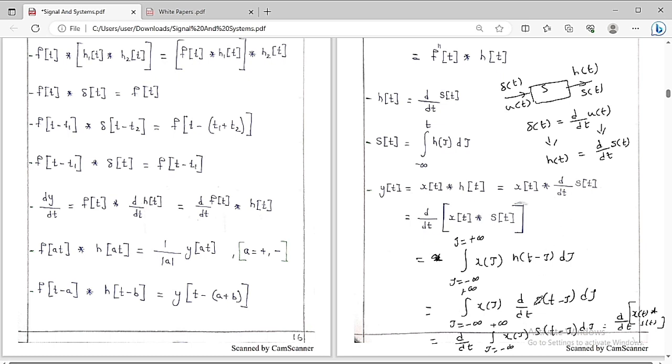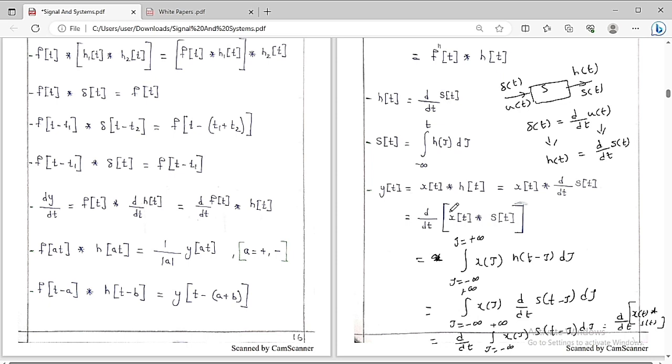Here, if you expand, we are dealing with respect to t. So only one function is a function of t, and the other is a function of tau. So it will become constant because I am differentiating with respect to t. Constant means it can go inside and come outside. So this will become x of t convolution of s of t. Therefore I can write d by dt of x of t convolution s of t.